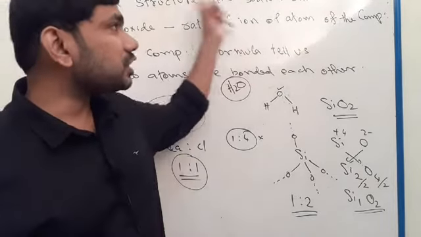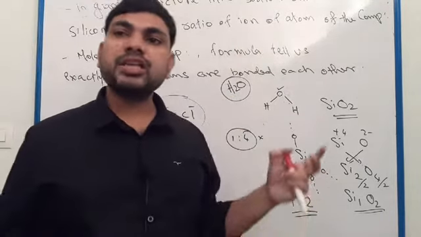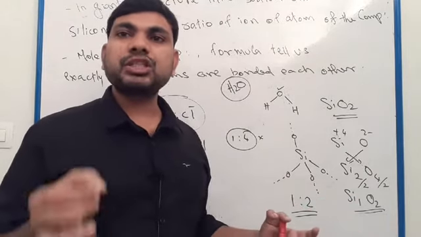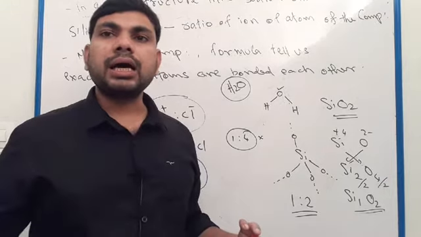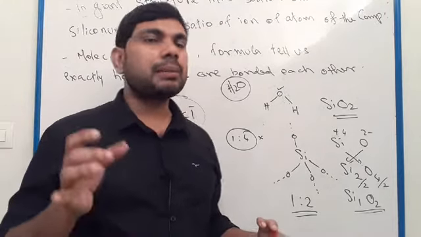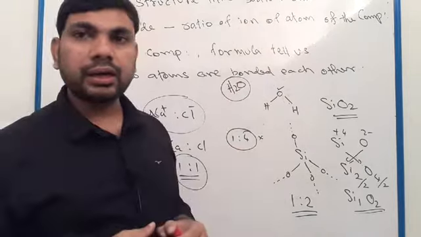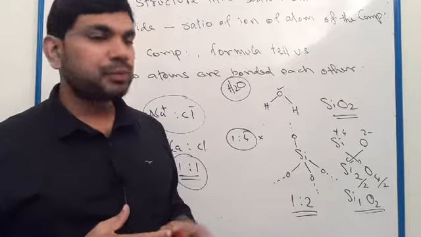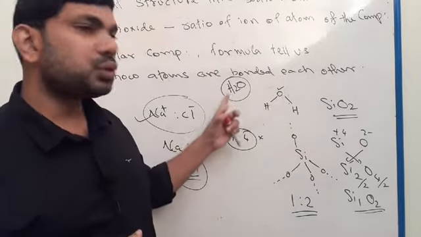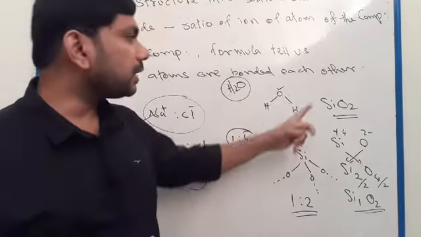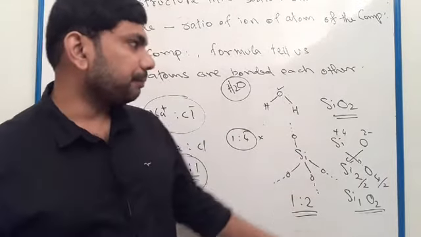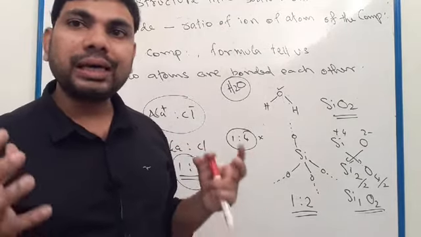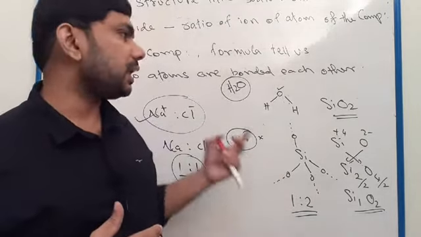Okay, these are giant structures. These are 3-dimensional network structures. So we cannot predict that one molecule contains this much number of atoms, the exact number of atoms we cannot predict over here, but in molecules we can predict, we can fix it. Example, water which contains 2 hydrogen and 1 oxygen, and here we can say only ratio. From the formula of a giant structure we can predict only the ratio of different atoms and ions.